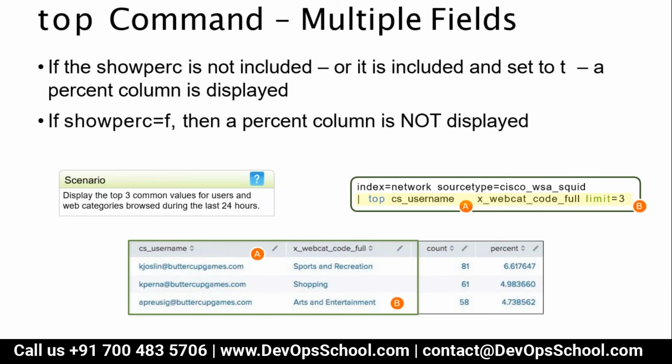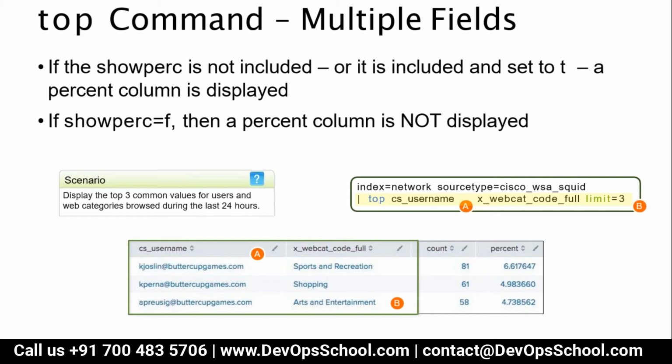Okay, so see here it says the constraint: if the show percentage is not included, or it is included and set to T, the percentage column is displayed. So that means if you want to enable or disable something, you can do that here.